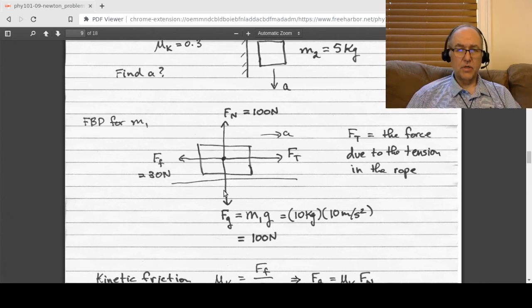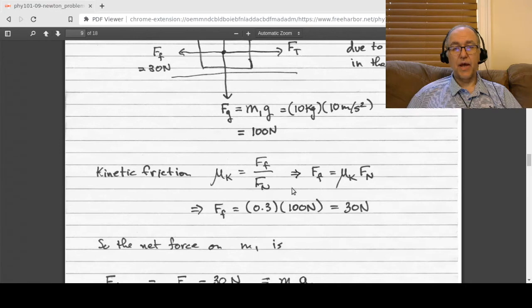What forces are in the picture here in terms of F net? Well, there's Ft and there's Ff. And they can't be the same size, because if they were the same size, a would be zero. And this thing is moving, it will move, and so it's accelerating to the right. That means that Ft must be bigger than Ff. If Ff were bigger than Ft, then it'd be accelerating to the left, but it's accelerating to the right. So Ft has to win over Ff. I don't know how big Ft is, but I know that it's bigger.